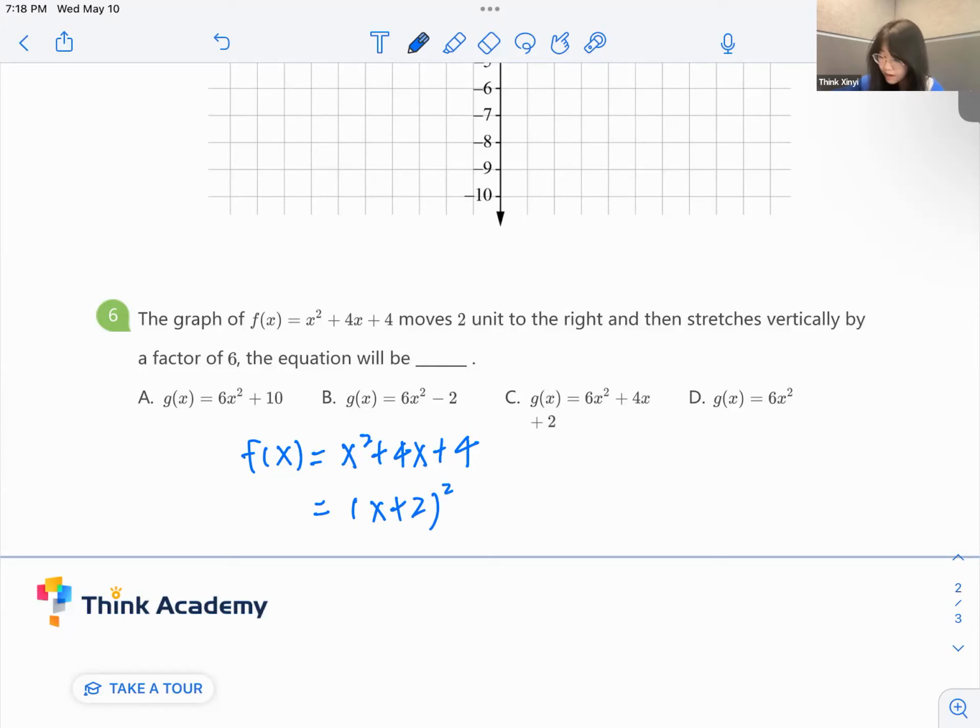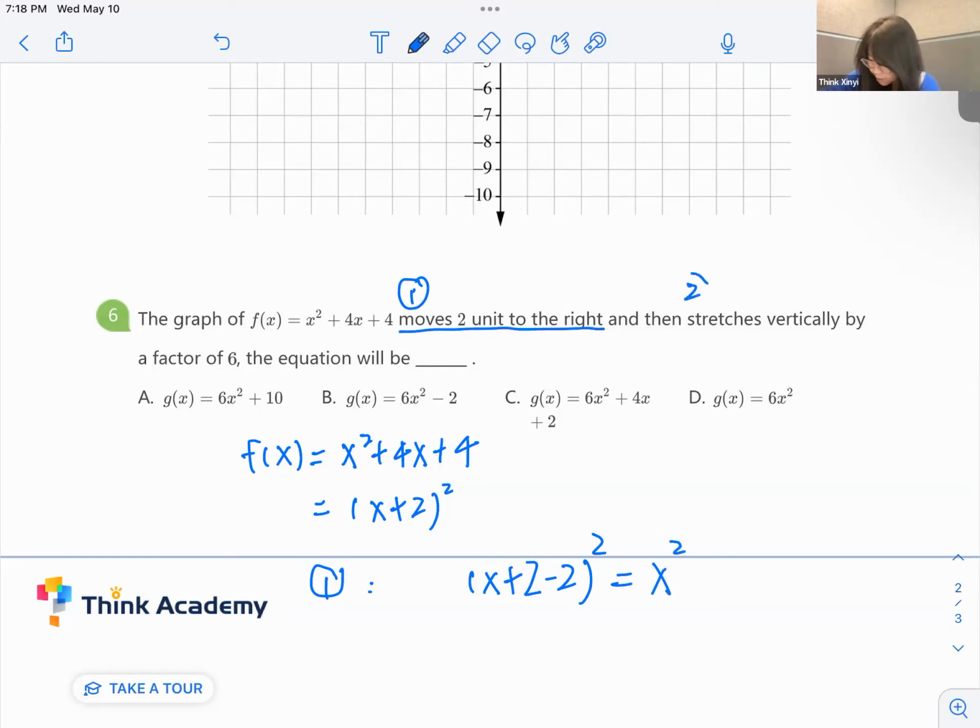Okay, and we convert it into (x plus 2) squared since this would be easier for us to do the translation and vertical stretch, okay? So if we move 2 units to the right, we only change the x value. So this is the first step. For the first step, we change x plus 2. Since it's moving 2 units to the right, we subtract, and it becomes x squared.